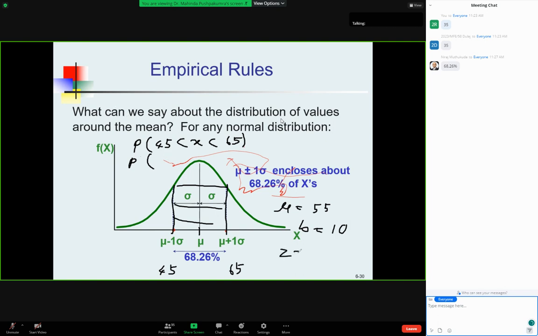Z is equal to X minus... Z is minus 1 here. Then for this point, Z is plus 1. Then you have to read the table for minus 1 and plus 1. Then you can see the answer.